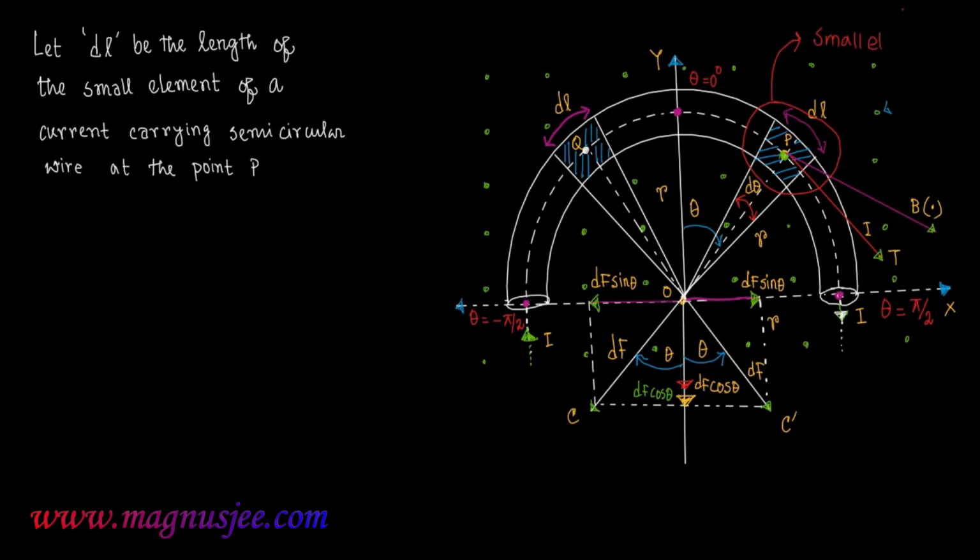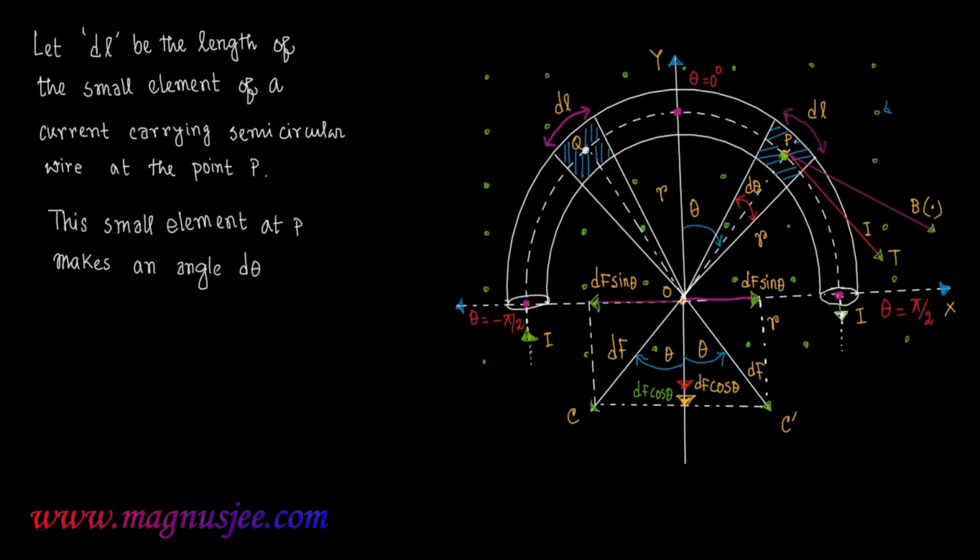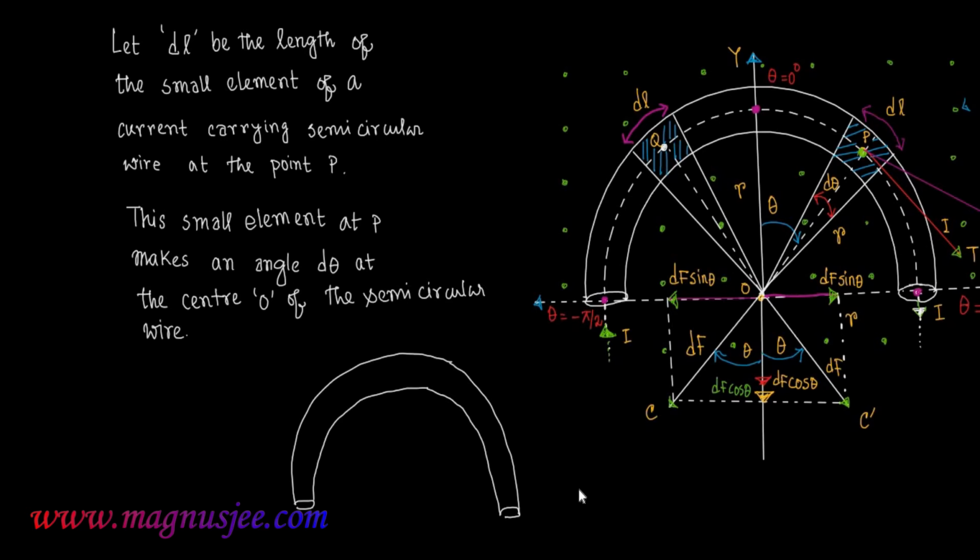In the diagram, this is the small element of length dl. dl is the length of the small element at the point P on the semicircular wire carrying a current I. This small element at the point P makes an angle d theta at the center O of the semicircular wire or loop.